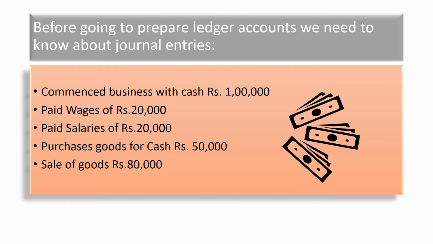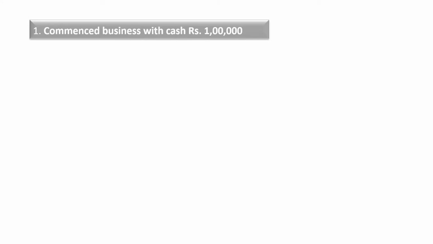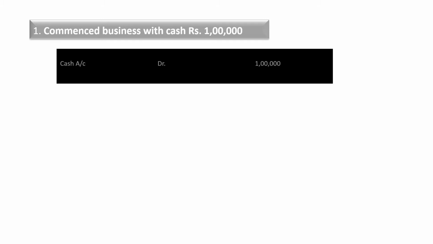So in that, the first transaction is commenced business with cash 1 lakh, and paid wages of rupees 20,000, paid salaries of rupees 20,000, purchased goods for cash rupees 50,000, sale of goods of rupees 80,000. Now we see what are the journal entries for these. First one is commenced business with cash rupees 1 lakh. Now we'll see what is the journal entry for this.